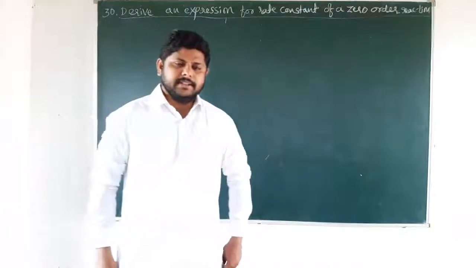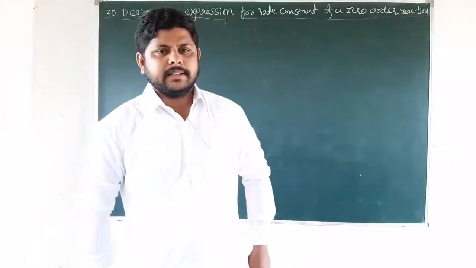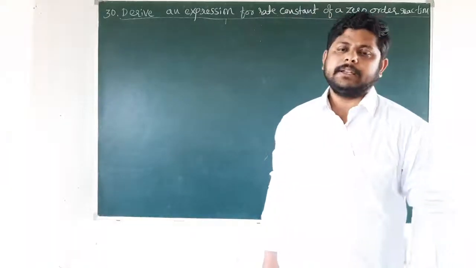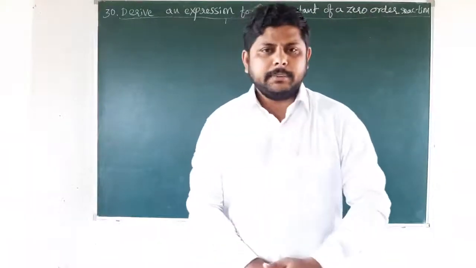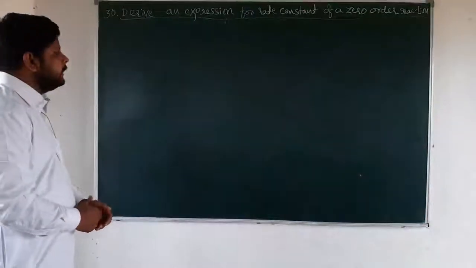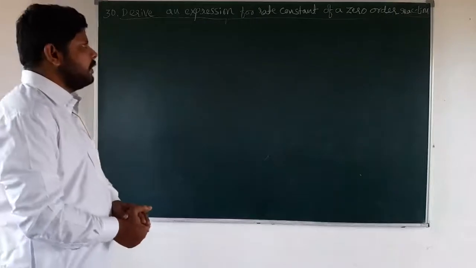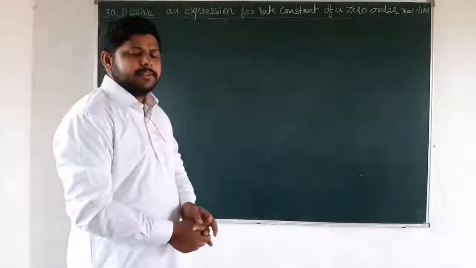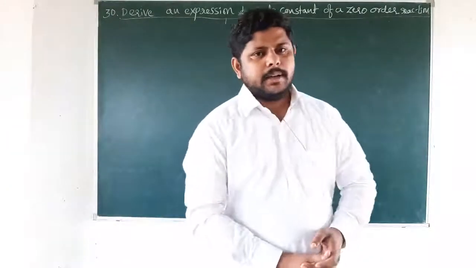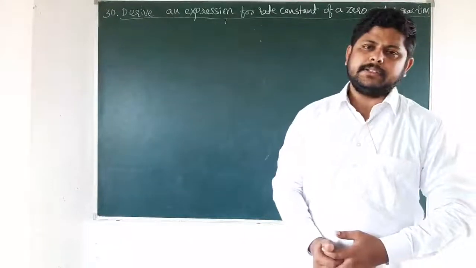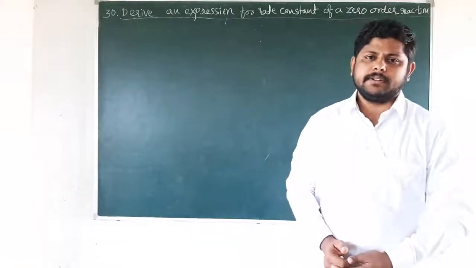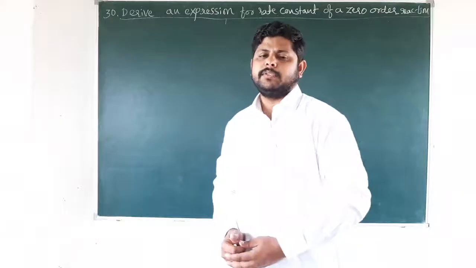Dear students, in this class, we are going with one more question from the chapter Chemical Kinetics. There will be a question with question number 30. Describe an expression for rate constant of a zero order reaction or else first order reaction. Out of two derivations, there will be one compulsory question in examination for 2 marks. So we will go with that.